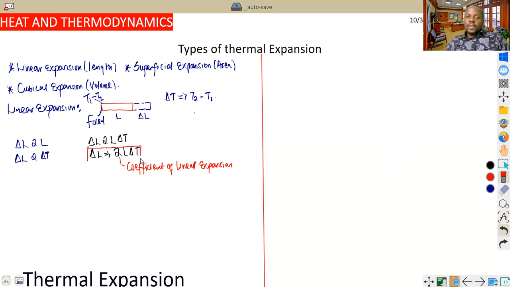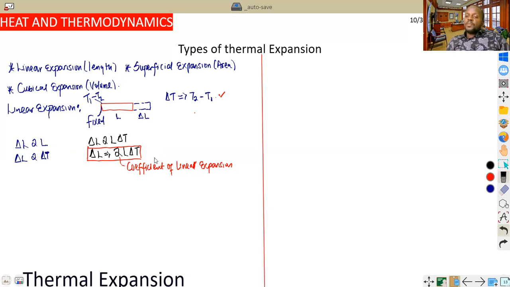You can use this formula directly because in some questions, they can ask you directly to calculate the change in length of a particular substance. To calculate the change in length of that substance, you take the coefficient of linear expansion multiplied by the length itself, multiplied by the change in temperature, which is always given as the final temperature minus the initial temperature. I hope students understand that.